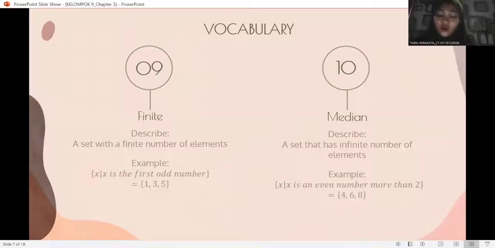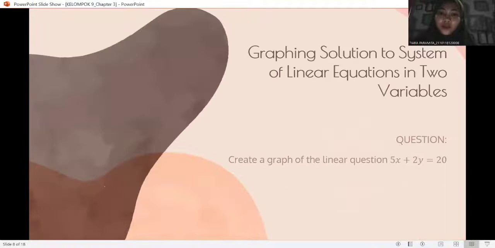Next, we will discuss the problem in the video. Okay, in the video learning: graphing solutions to a system of linear equations in two variables. Okay, the question is create a graph of the linear equation 5x plus 2y equals 20.